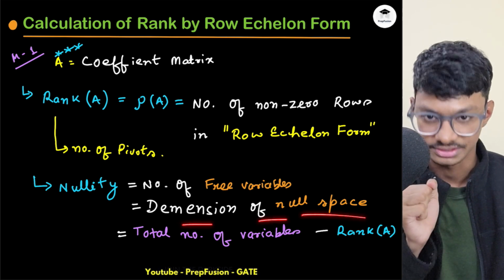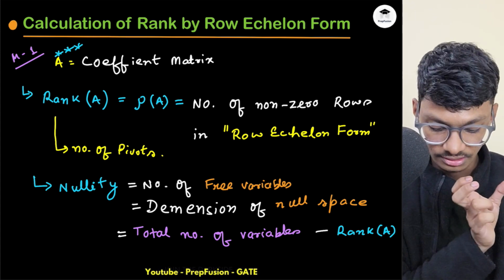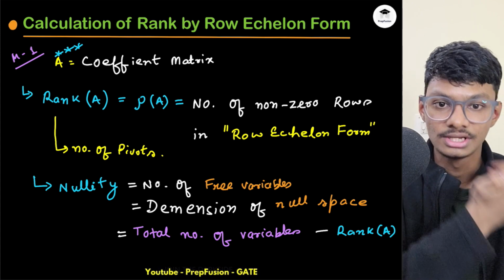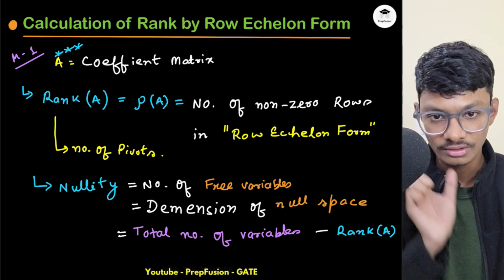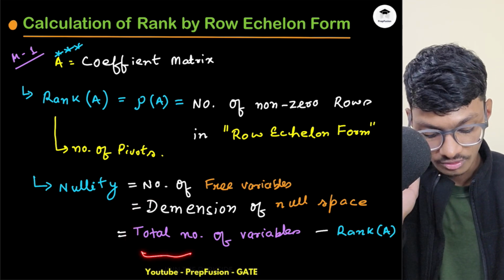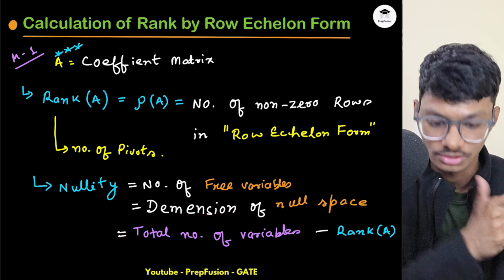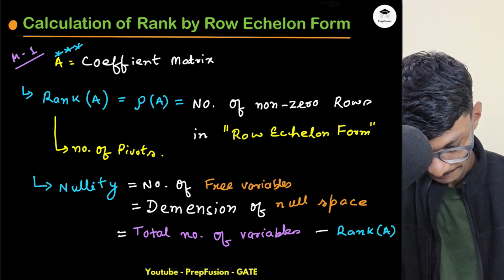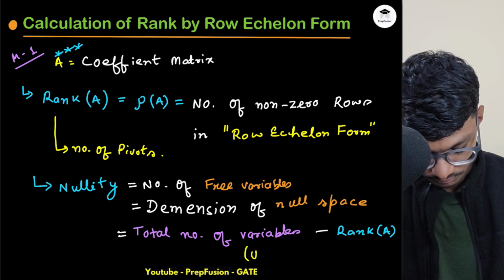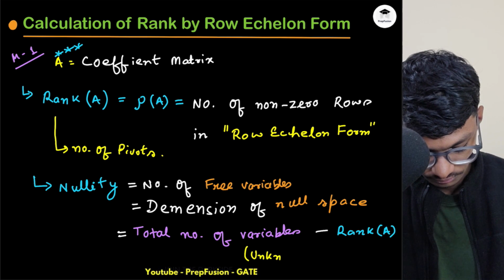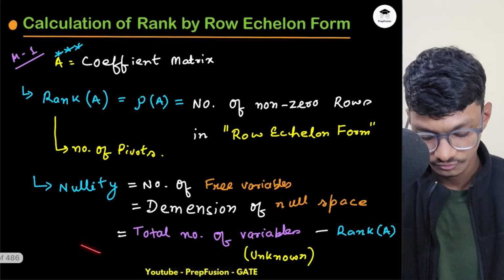Now, dimension of null space. It is also known as the dimension of null space, which we'll understand when we study vectors and span. For now, just understand this is also a meaning of nullity. Next, it is the total number of variables minus rank. What is the total number of variables? Or I wrote there the total number of unknowns. So this is also another formula for nullity. Okay, so yeah, these are the formulas for nullity.